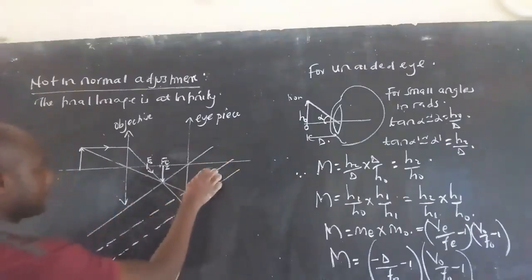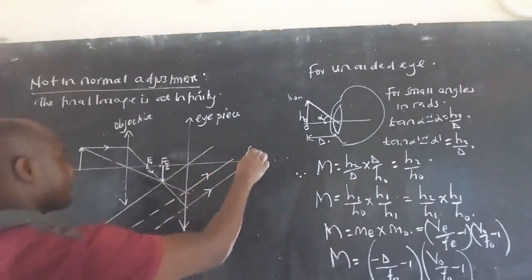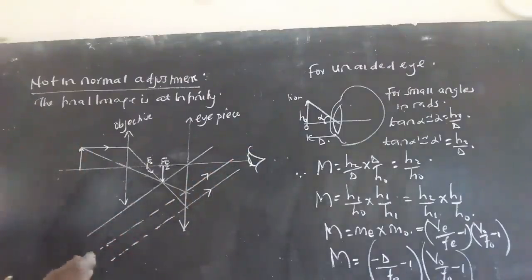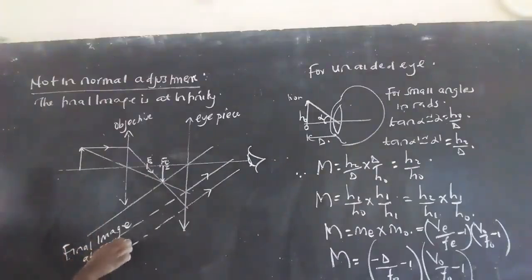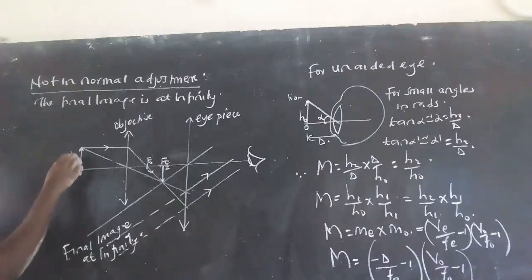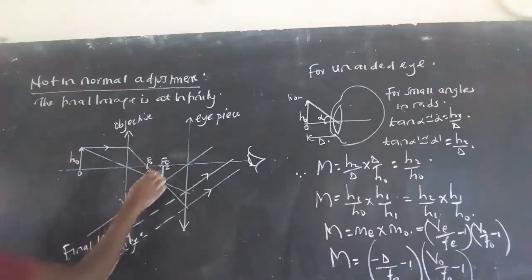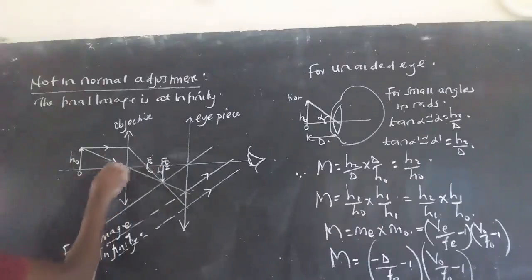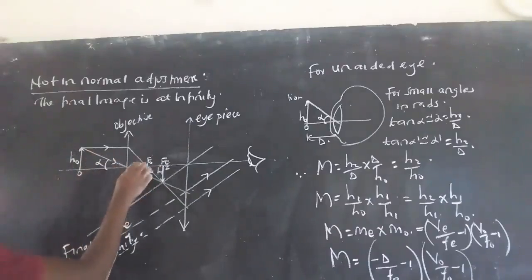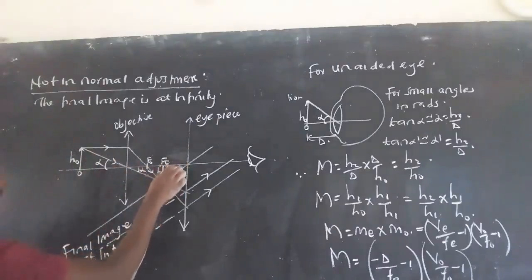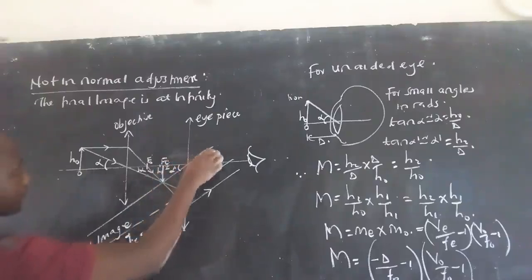Have this. Then we shall now have the final image at infinity. So this is O, this is H of object, this is H1, then this angle is alpha, this angle is alpha, this is alpha prime, this is also alpha prime.